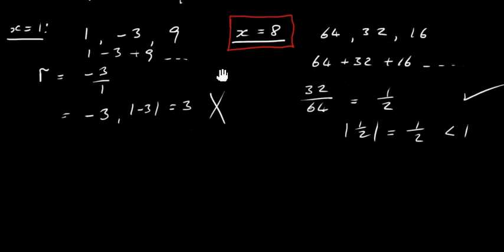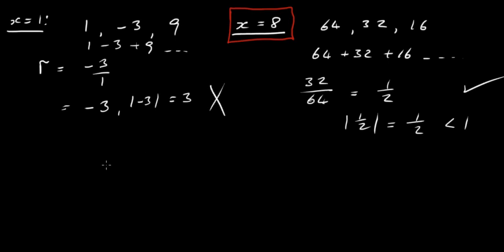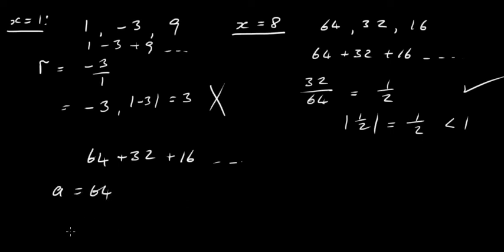Well, the sum to infinity, remember our three terms now are 64, 32, and 16. So this is our geometric series, and I'll write it as a series here again rather than a sequence, so it's going to be plus and plus if you like. So we have a is equal to 64, and our r here is equal to a half.